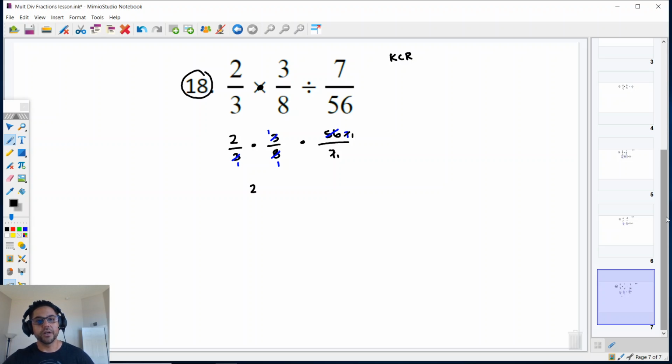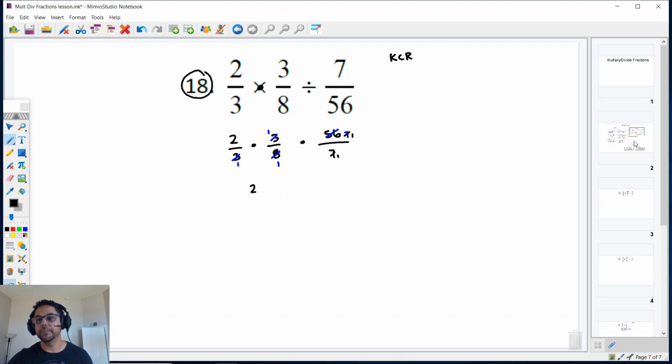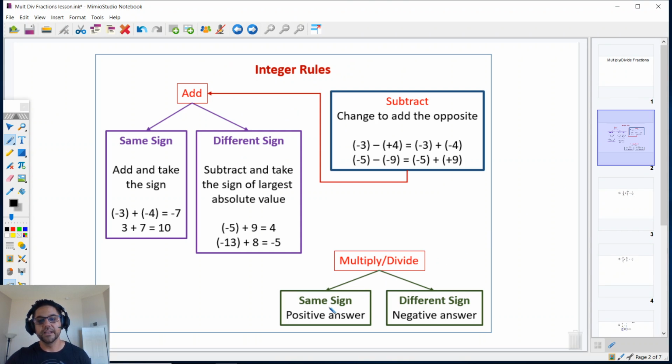All right, so if you notice, we weren't struggling too much with our signs. Everything was positive. On your assignment, you might have some negative signs thrown in. So if that's the case, remember, you're just going to use your rules. Same sign, positive answer, different sign, negative answer. So your goal, again, is to complete your multiplication and division fractions worksheet and then post it online. All right, be awesome.